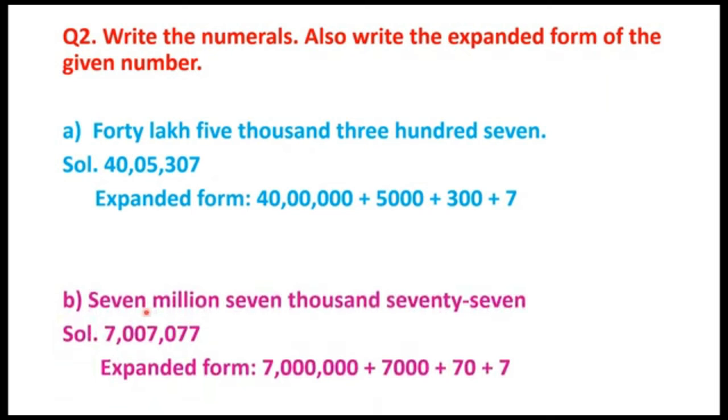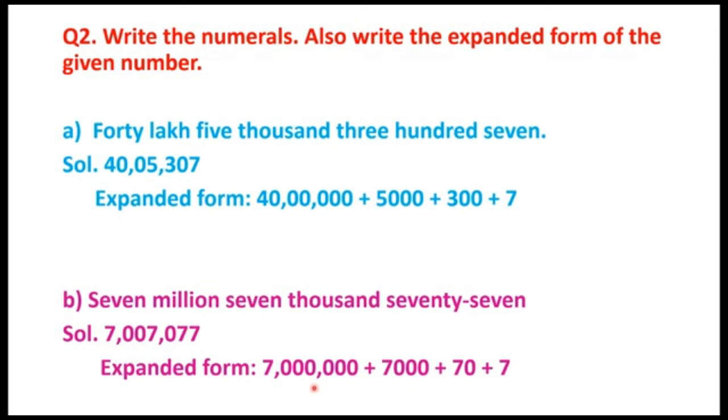Now the next question is 7,07,077. So 7 million. Now children, you can see that it is an international system of numeration. So you see here 7 million. That means we'll write 7 and then put a comma. Now comes 7,000. The thousands period is of 3 places in the international system of numeration, so we will write 007. And then comes 77. The ones period has 3 places, so we will write 077.